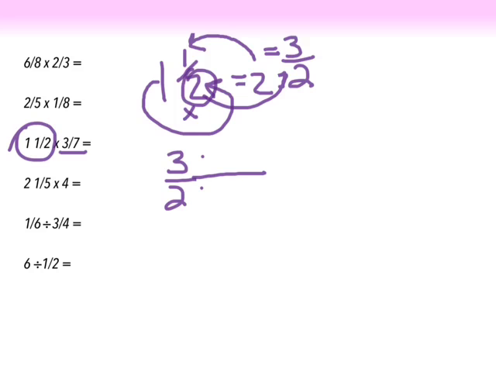So now we have 3/2 and 3/7. 3 times 3, 9. 2 times 7, 14. Is the numerator larger than the denominator? Nope. Is there a number that both of these are divisible by? Nope. So we're done with that fraction.